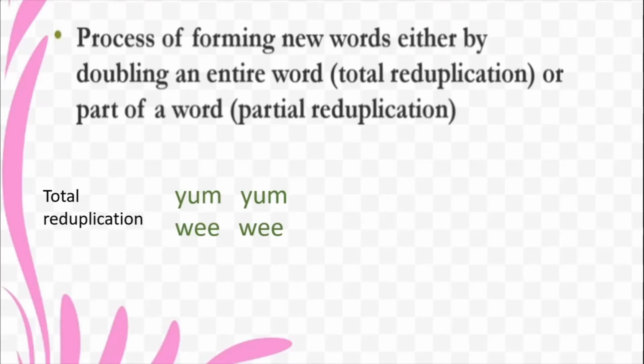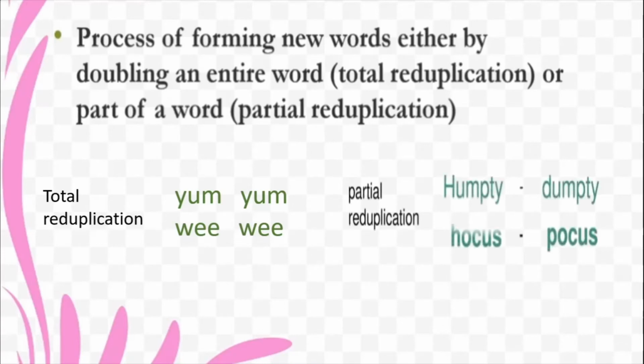So see, this is a total reduplication. Like when you say the food was yum yum, that means the food was very tasty. So what have you done? You have written the word yum twice. Yum yum. So this is total reduplication. You have not changed any word or any letter in the word yum. The next example would be wee wee. Wee wee means small small. Okay, so these are all examples of total reduplication.